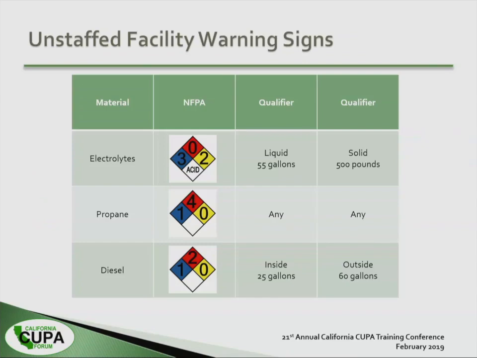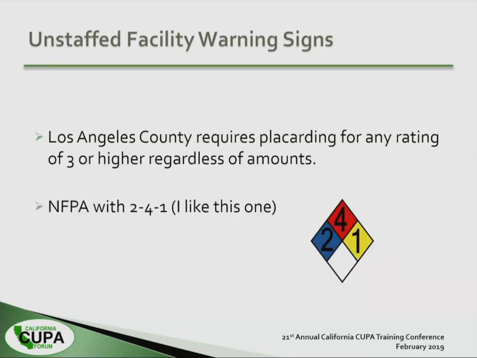Examples of warning signs, I just put commonly used ones over here, the propane and the diesel that we find in remote sites, and their NFPA diamonds. The local fire department, LA County Fire, since this was Jeff's presentation, they actually required NFPA placarding for any sites that have an NFPA diamond of 3 or higher. So here's an example for one of theirs. They required it regardless of the amount of hazardous material stored on site.